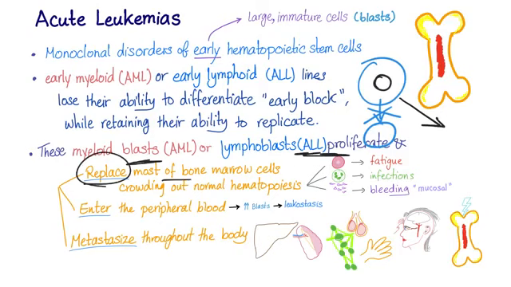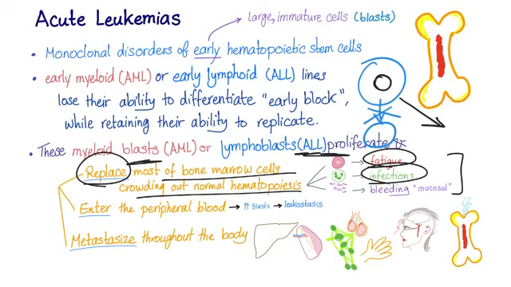They will replace most of the bone marrow, crowding out normal hematopoiesis. You'll end up with pancytopenia, leading to fatigue, infections, bleeding, which is mucosal bleeding, because this is a platelet problem, not a coagulation factor problem. If it's a coagulation factor, the bleeding will be deep, such as hemarthrosis.